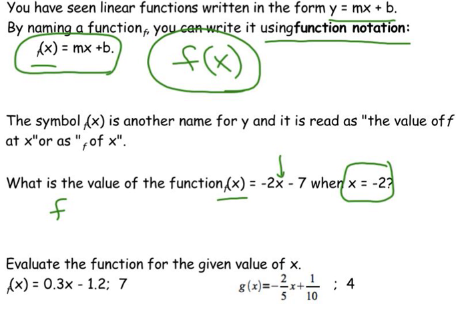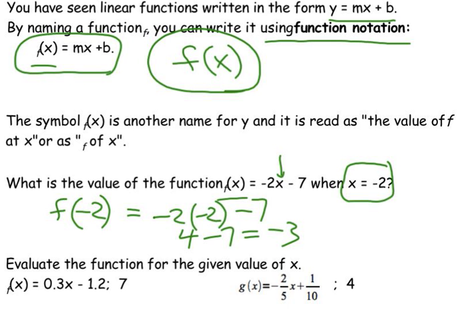One way that we write it out a little bit differently is we say f, when the value of x is negative 2, is equal to negative 2 times negative 2, because that's the value of x we're working with, minus 7. So this is just going to be 4 minus 7, which is equal to negative 3. So f of negative 2 is equal to negative 3. That's what we do.